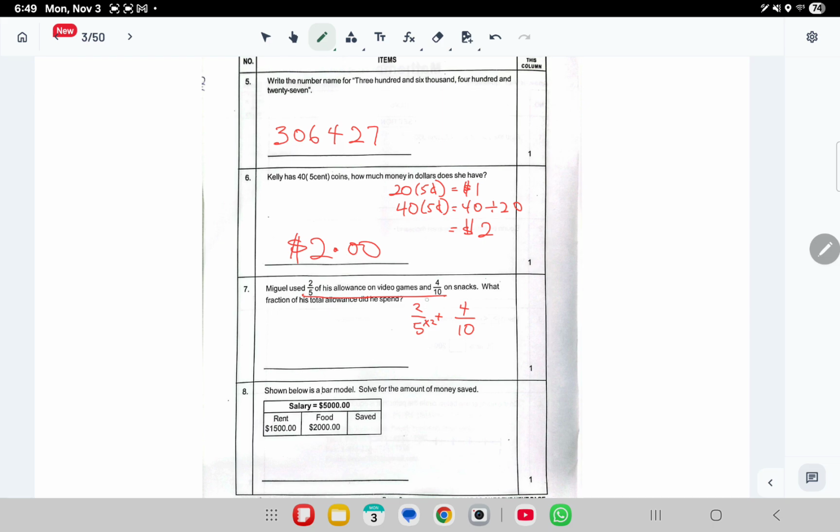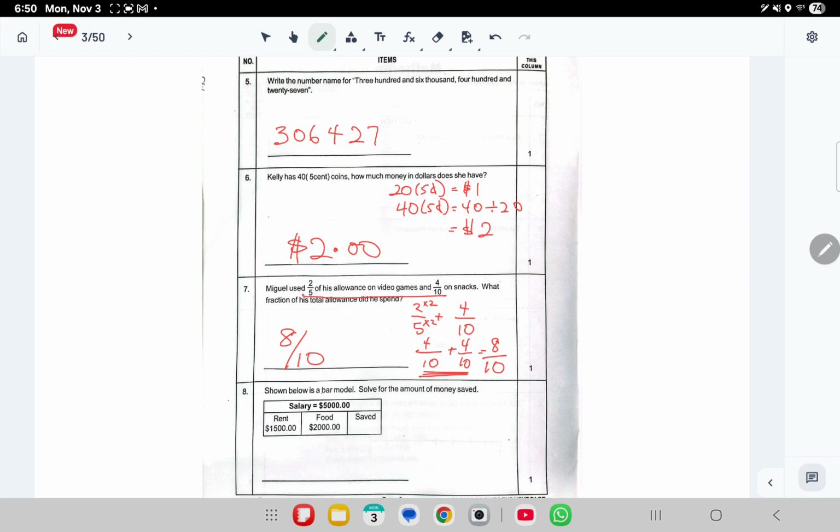Whatever you do in the denominator, we also do in the numerator. So 2 multiplied by 2 is 4. 5 multiplied by 2 is 10. Add 4/10. Both denominators are the same, so all we need to do is add the numerators. 4 add 4 is 8 over 10. And he spent 8/10. This could reduce to 4/5.